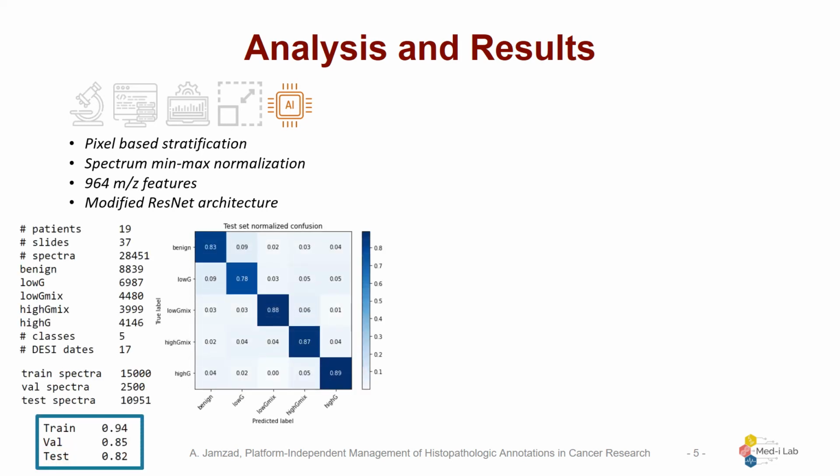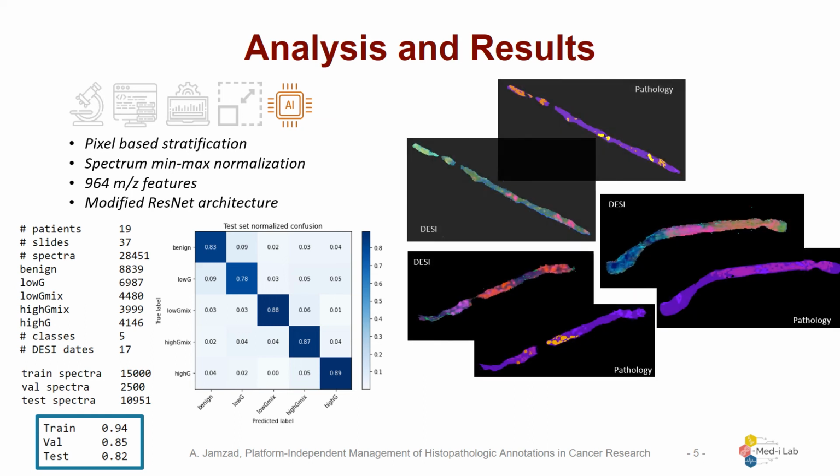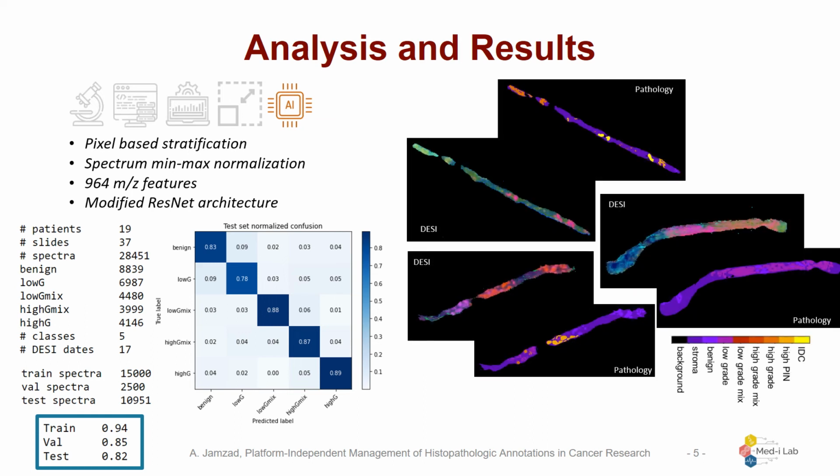When used for supervised training in a pixel-based manner, a high test accuracy of 82% was achieved. Also, using a slide-based analysis of principal components of DESI spectra, a high spatial correlation was observed between the representative ion images and the corresponding histopathology label images. Here we present 3 cases. These results prove the validity of the proposed workflow.